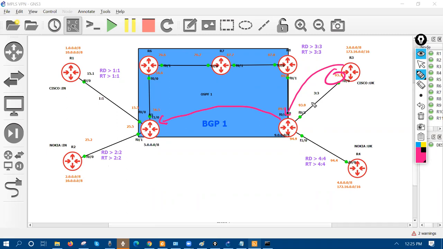But our loopback is reachable through the IGP. If the IGP is not configured over there, then we need to configure BGP, right? In this case I have an IGP. If I'm not going to advertise this link in BGP, what happens? I need to configure next-hop-self, in case of iBGP.